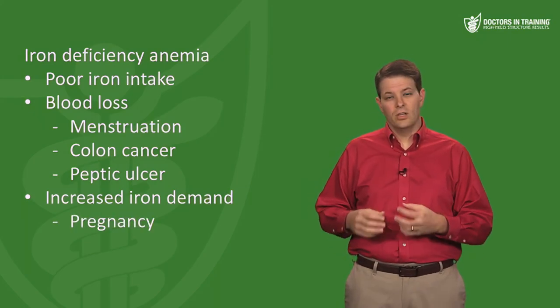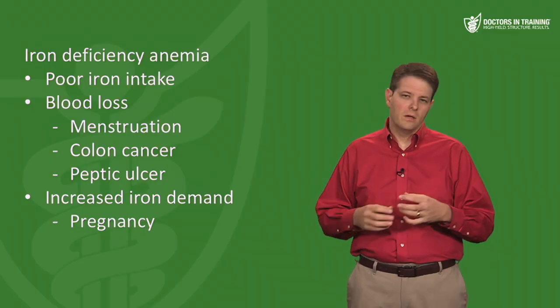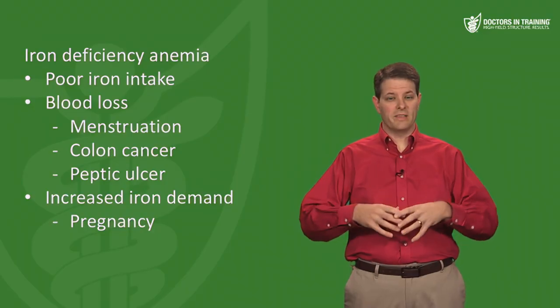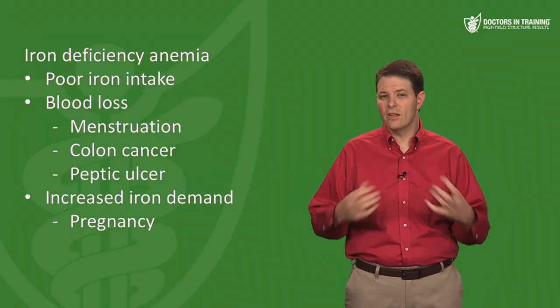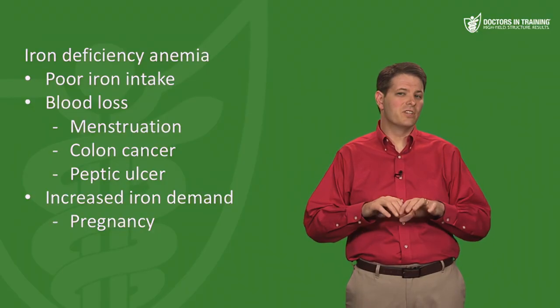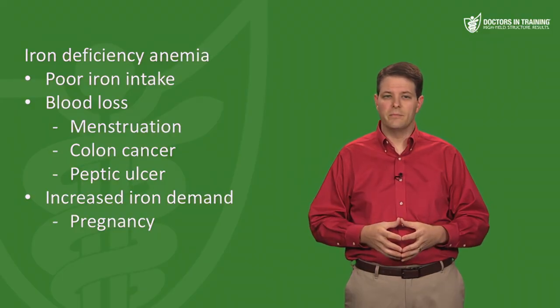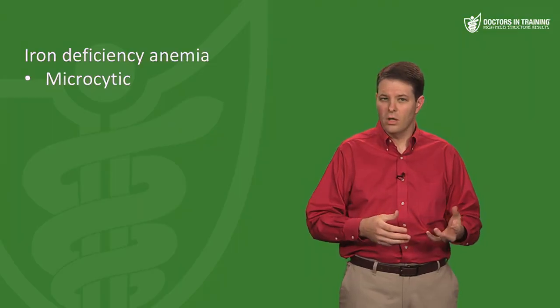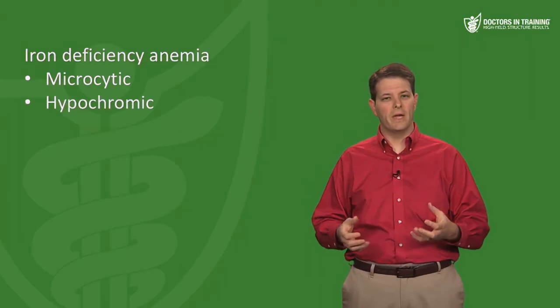So with pregnancy, you might see an iron deficiency anemia, but there's also something called physiologic anemia of pregnancy, where the plasma volume is increasing at a greater rate than the red cell mass is increasing. So the red cells are kind of diluted out, and there's relative anemia. Now with iron deficiency, the red cells are microcytic, which means they're small, and they're hypochromic, which means they're pale.